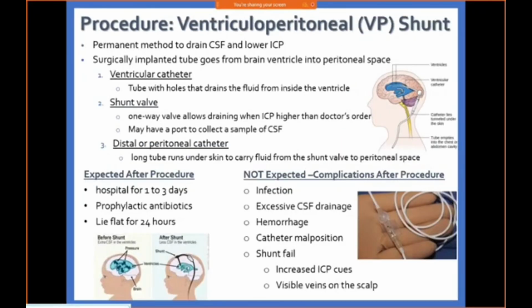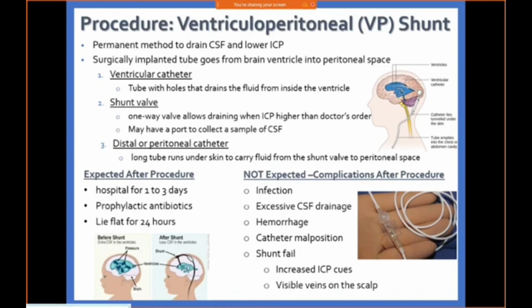And then the VP shunt is probably the thing that you're most familiar with, or you're mostly going to see. This is a permanent ICP drain. It's a catheter in the ventricle that can drain CSF. There is a ventricular catheter sitting in the ventricles, and then there is a shunt valve which controls the ICP. When the ICP gets to a certain level, it lets CSF out. On these patients, because it's permanent, it drains into your abdominal cavity. Most of them do.